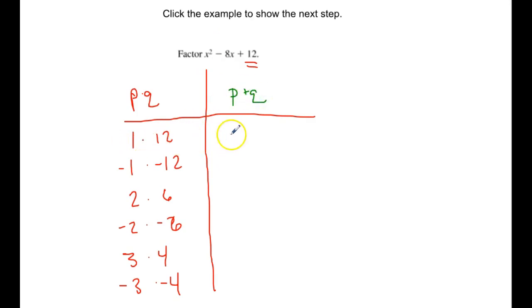So 1 plus 12 is 13. A negative 1 plus a negative 12 is a negative 13. 2 plus 6 is 8. Negative 2 plus negative 6 is negative 8. 3 plus 4 is 7. And negative 3 plus negative 4 is a negative 7.